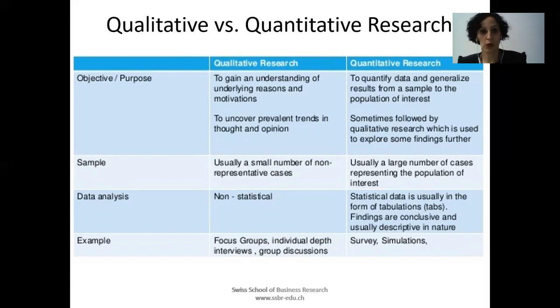Quantitative, number. Quantity, quantitative, number. You want to quantify data and come up with general results from a very, very wide sample group in order to gain statistical validity. You can see here, the data analysis is statistical data in the form of tabulations, and findings are conclusive and usually descriptive. The sample, as I said, is a very large number of cases that would represent your core target, if we're talking about marketing, or the group that you need to focus on for your research.